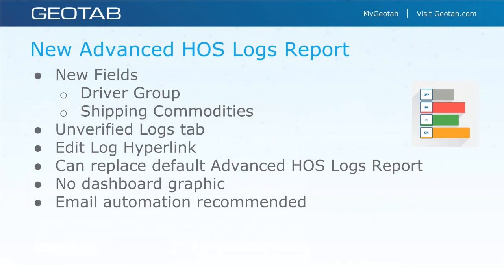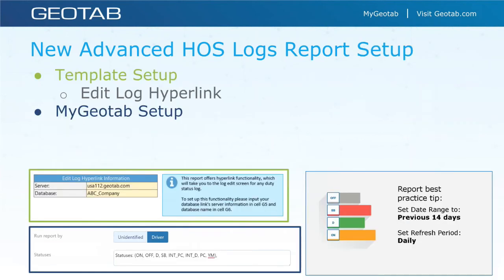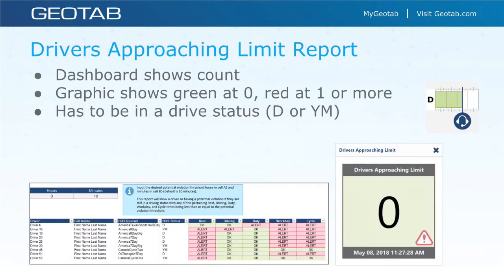Again, this can replace the default advanced HOS logs report that's built into your database. There is no dashboard graphic for this one, so we do recommend that this is set up as an emailed report. Within the template setup, we have the server name and the database name, just like I showed you before. Within MyGeotab, you would list statuses.